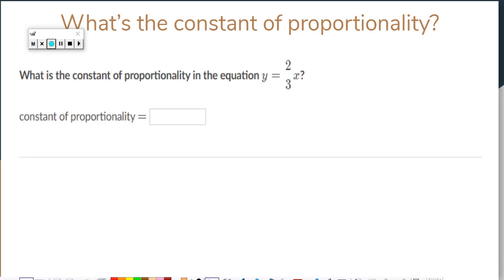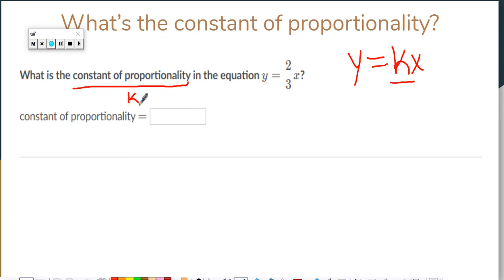The other type of question that you're going to get is even easier. What is the constant of proportionality in the equation y equals 2/3 x? Well, we just said that the equation is y equals kx. So if we're looking for the constant of proportionality, and the constant of proportionality is k, then whatever is attached to the x is the constant of proportionality. The coefficient of x is the constant of proportionality. So y equals 2/3 x is telling you very clearly that k is 2/3. So the answer would have simply been 2/3.